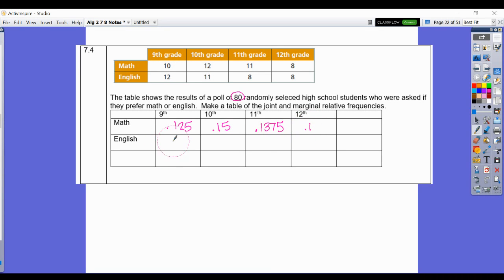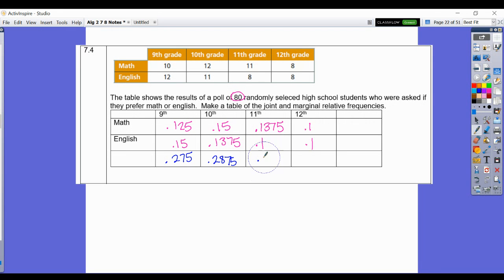All right, let's go ahead and do the English. Starting with 9th grade, divide that, we get 0.15, 0.1375, 0.1, and 0.1. So those are our joint relative frequencies. And now we're going to do our marginal relative frequencies, which means we're just going to add straight down on all of these columns.